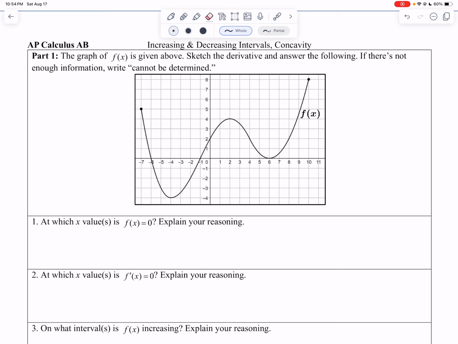All right, in this video, we are going to be doing more practice on justification. So let's say that we are given f of x, and for number one, we want to see at which x values f of x is equal to 0, and we want to explain our reasoning. Well, this is simple. We are given f of x, so our zeros are just going to be -6, -1, and 6.